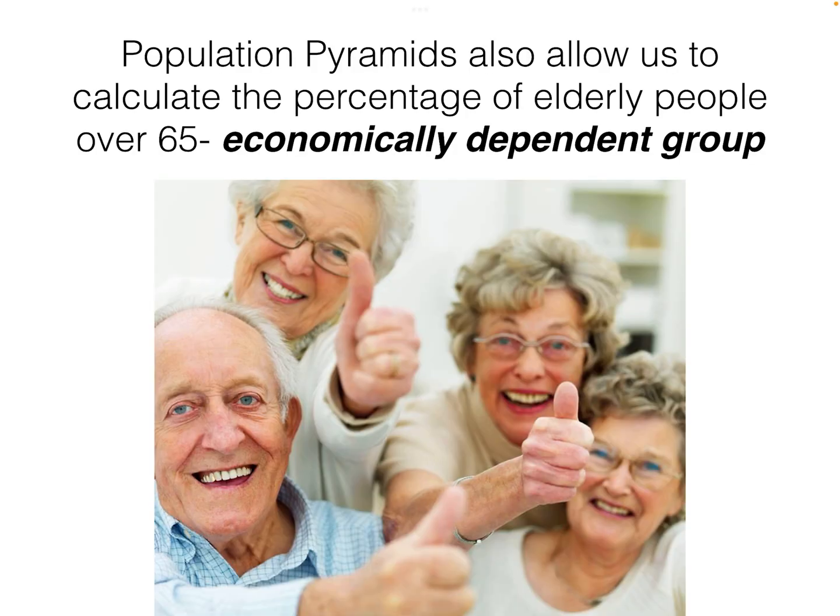Okay, so population pyramids also allow us to calculate the number and the percentage of elderly people over 65. Now listen, I hate saying elderly people over 65. You're young at 65, but that's technically a retirement age. So we call them the economically dependent group, because they're economically dependent. They retire at 65 or 66, whatever it is now, and they draw their pension, so they depend on the government. They're dependent on the people working to pay taxes on their wages to fund their pensions.